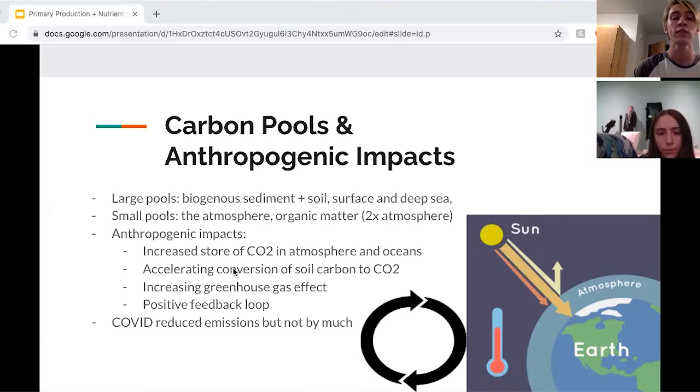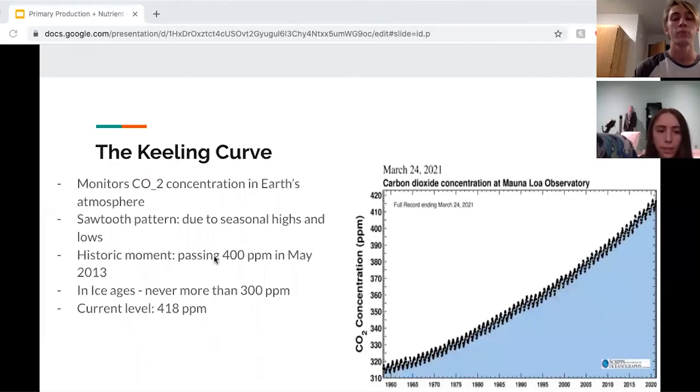Despite the decreased activity due to travel restrictions with the COVID-19 pandemic, only a small reduction in CO2 emissions was actually observed. The Keeling curve is a regularly updated figure showing the concentration of carbon dioxide in Earth's atmosphere. There is a steady increase upward since 1960, with a sawtooth pattern showing the seasonal variations in primary production.